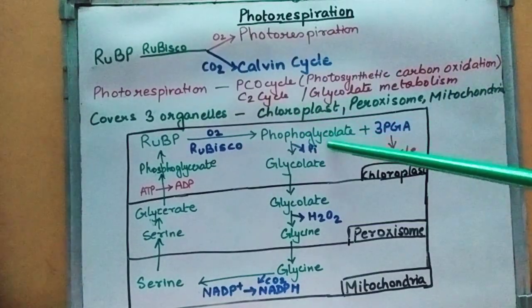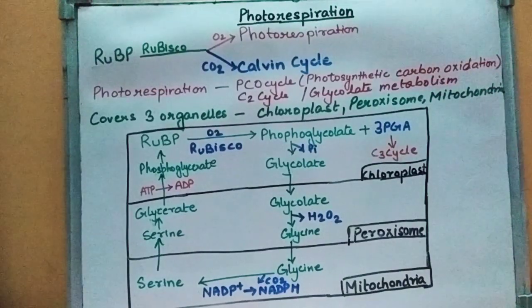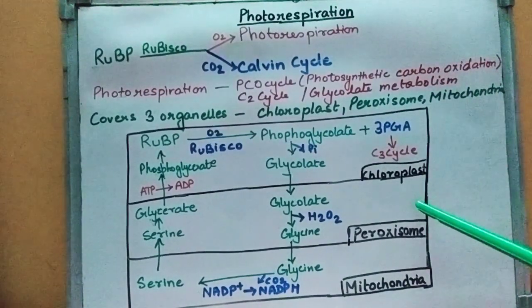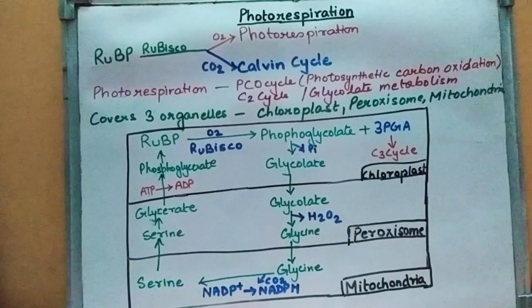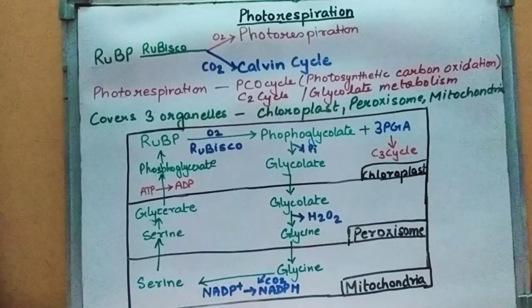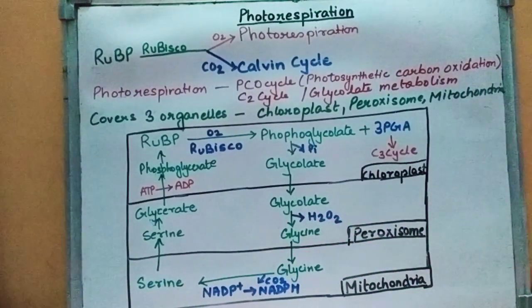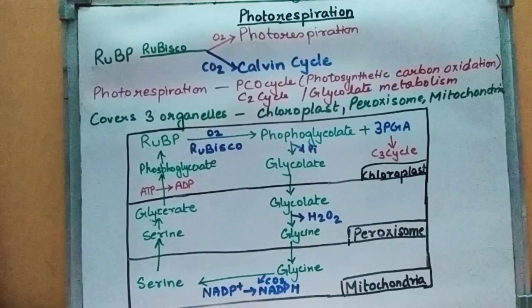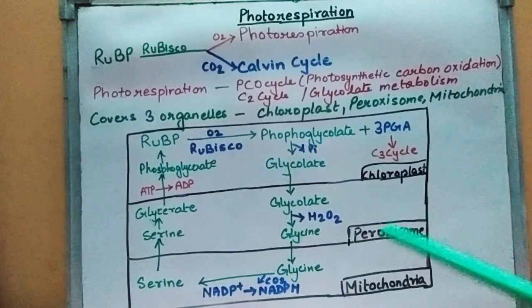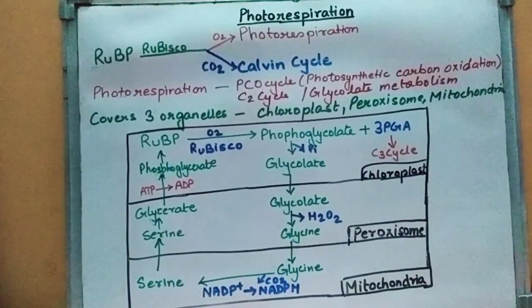After phosphoglycolate, 1 inorganic phosphate will come out and form glycolate, and this glycolate will now enter the second cell organelle called the peroxisome. Now, the peroxisome helps in peroxide metabolism, we know it. So from glycolate, 1 molecule of hydrogen peroxide will come out and form an amino acid called glycine. You must remember, glycine is the simplest amino acid. This glycine will now enter the third cell organelle called the mitochondria.